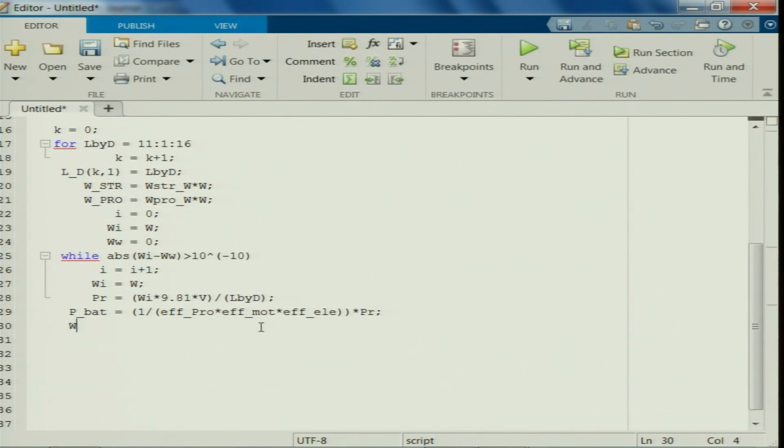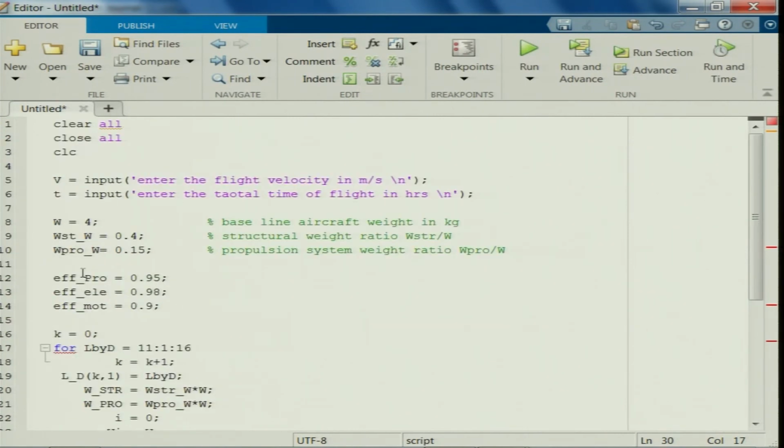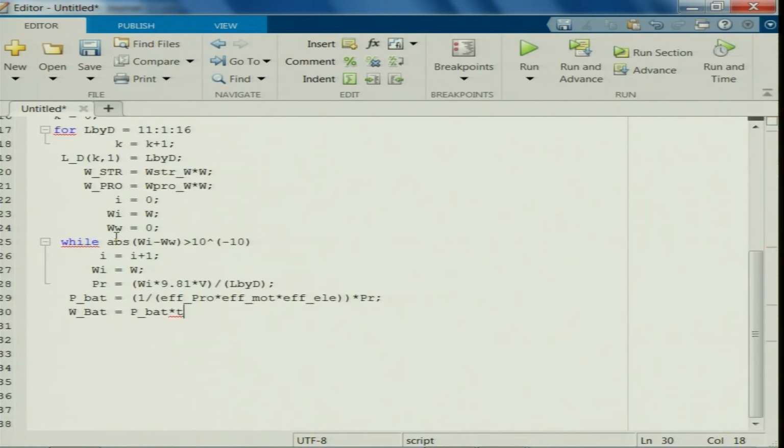So, can I say what is battery weight? W underscore battery, W underscore BAT, capital B. So, inside the iterations, let us say W underscore battery is equals to power underscore battery times the time of flight, right. Where T is the time of flight in hours, right. So, divided by specific energy density.